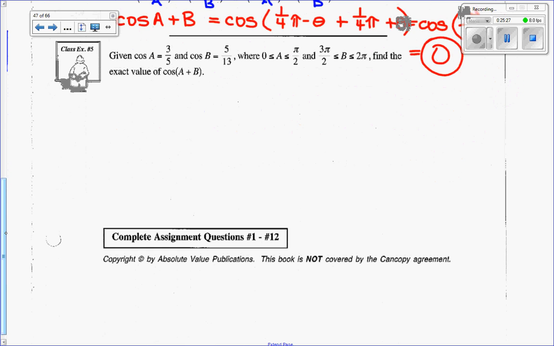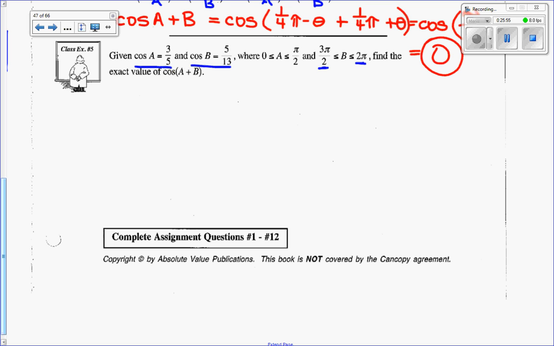Class example number 5 is a really good question. It says given cos A is 3/5 and cos B is 5/13, where our A lies between 0 and 90 degrees, and our B lies between 270 and 360. Okay, we need to find the exact value of cos of A plus B.